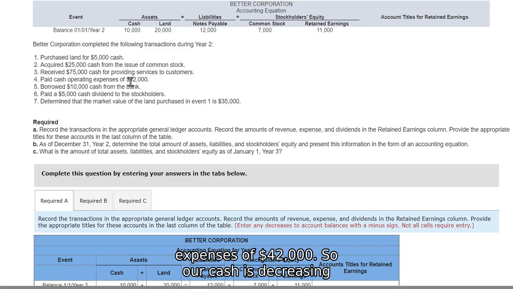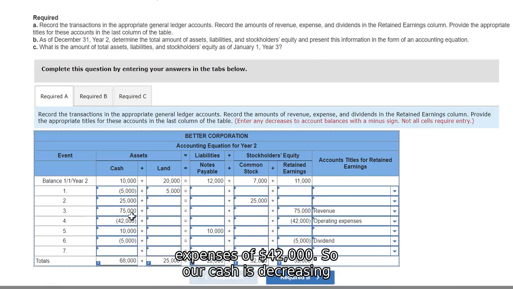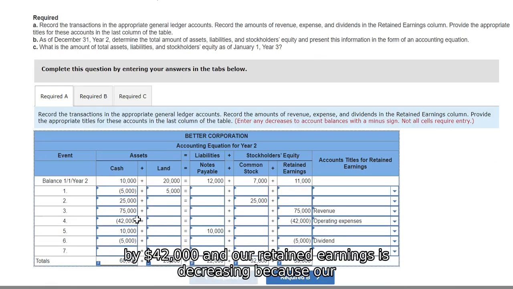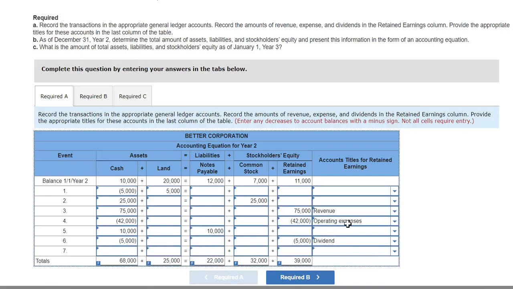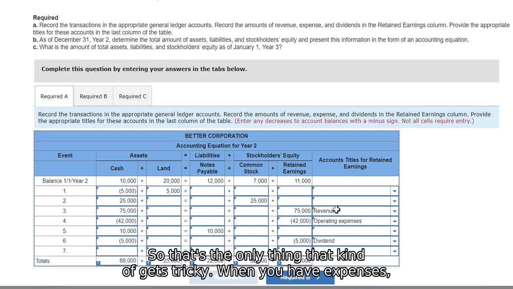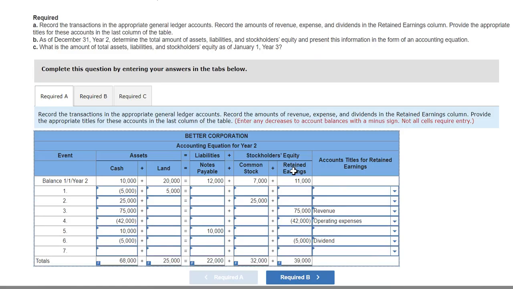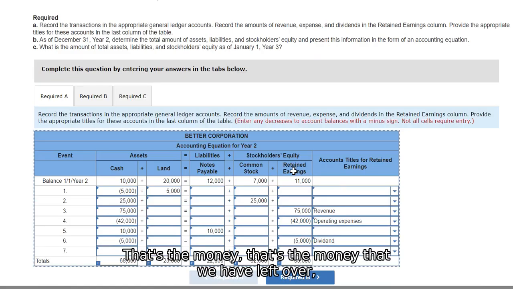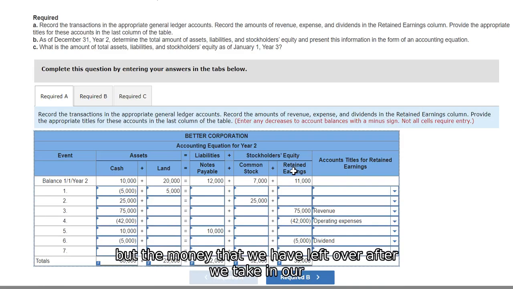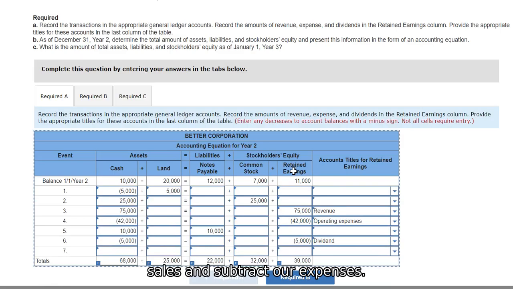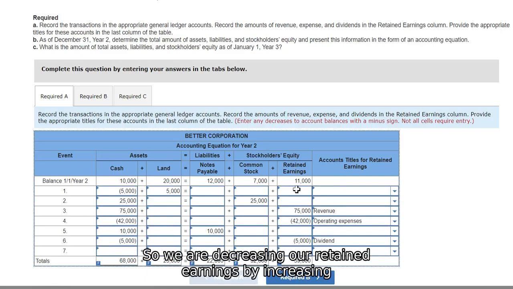We paid cash operating expenses of $42,000. So our cash is decreasing by $42,000 and our retained earnings is decreasing because our operating expenses were increasing. That's the only thing that kind of gets tricky. When you have expenses, the expenses are going to decrease retained earnings. Retained earnings is the money that we have left over, not the cash necessarily, but the money left over after we take in our sales and subtract our expenses. So we are decreasing our retained earnings by increasing our operating expenses.